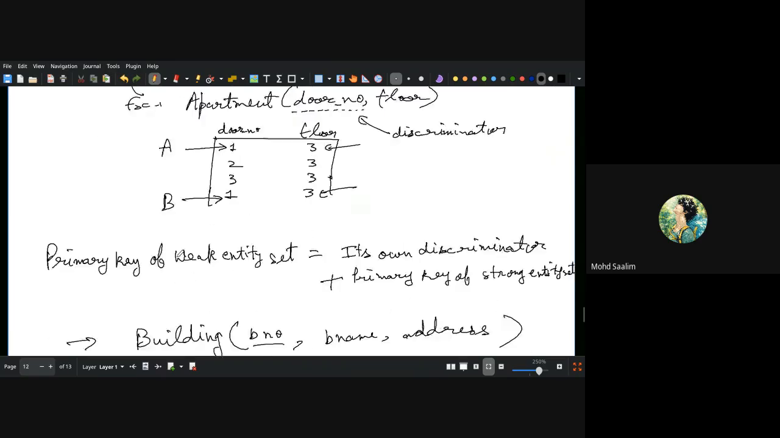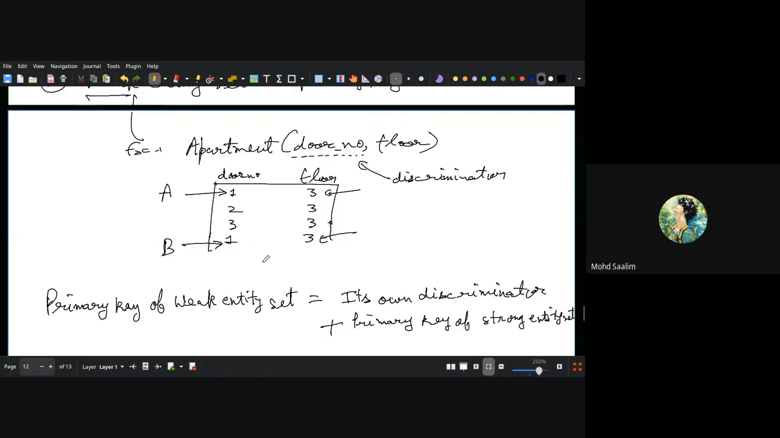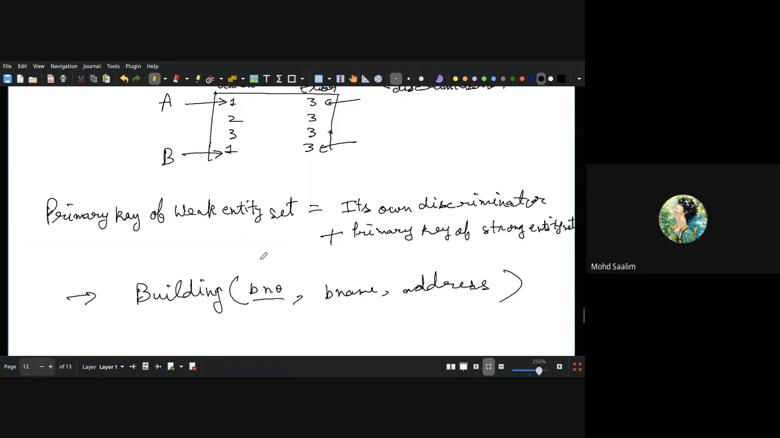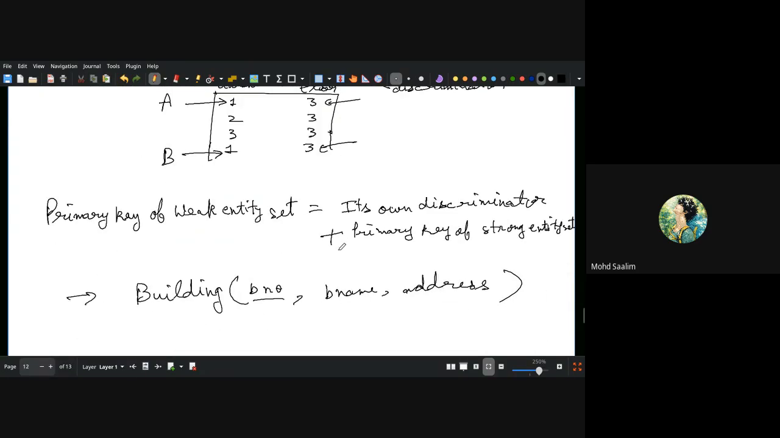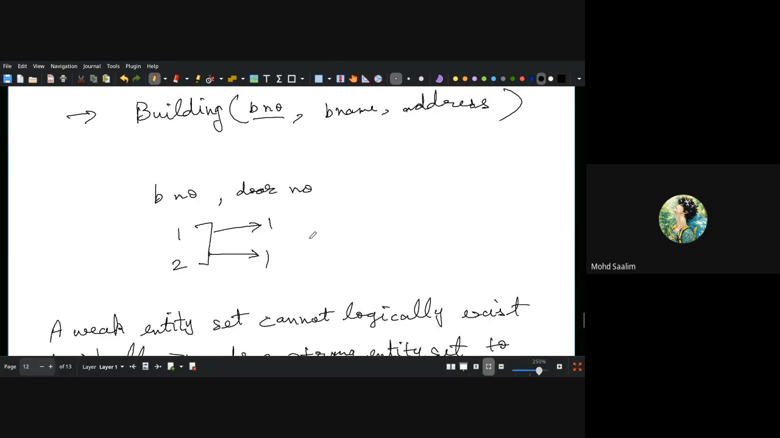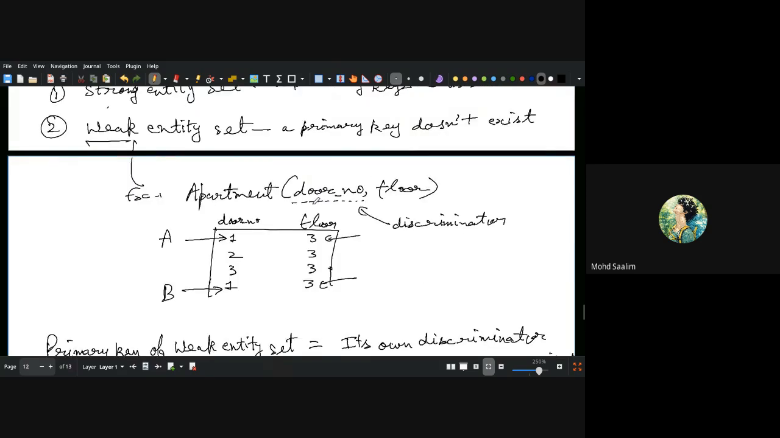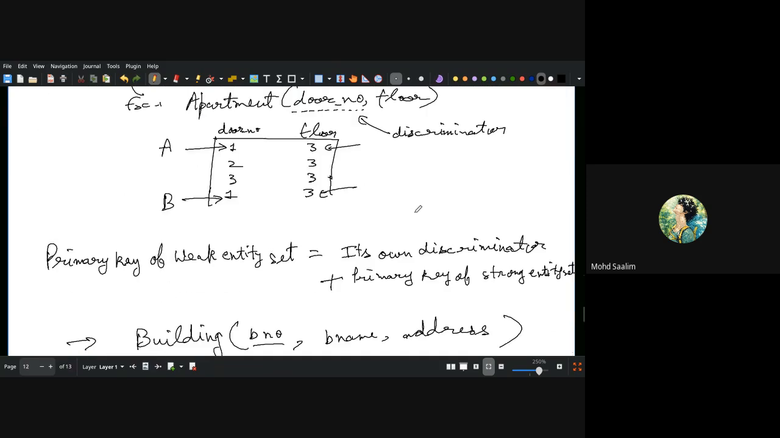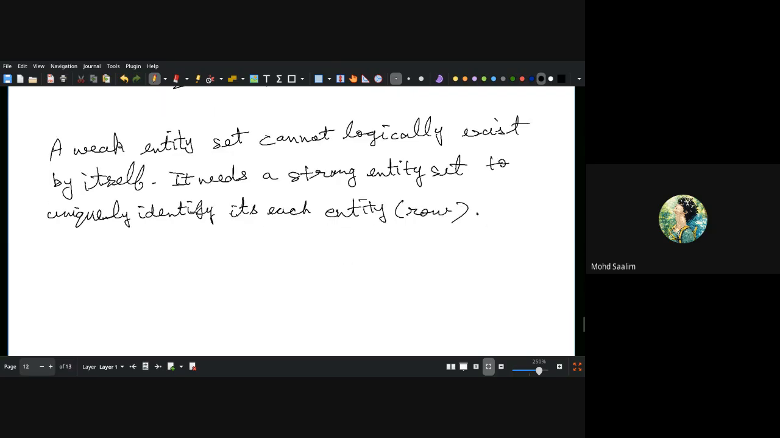Got it? And we saw a practical example of in what situations a weak entity set may be useful, but it needs a strong entity set. So whenever you see these dotted lines, you can understand that this entity set is weak, and this dotted underlined attribute is a discriminator.